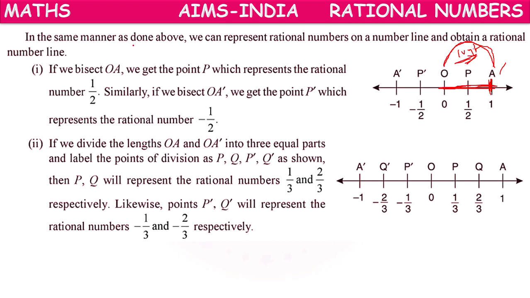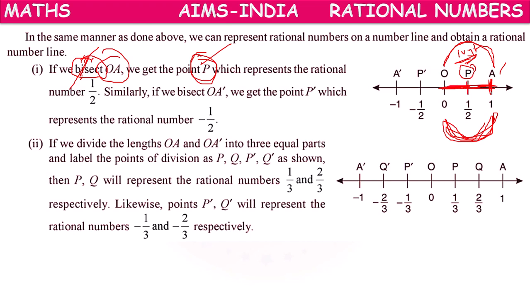So here, for representing rational numbers, what we will do is bisect this OA into 2 equal parts. Bisect means dividing into 2 equal parts is called bisect. So we can bisect OA with the help of point P, which divides OA into 2 equal parts. This P is making OA into 2 equal parts.